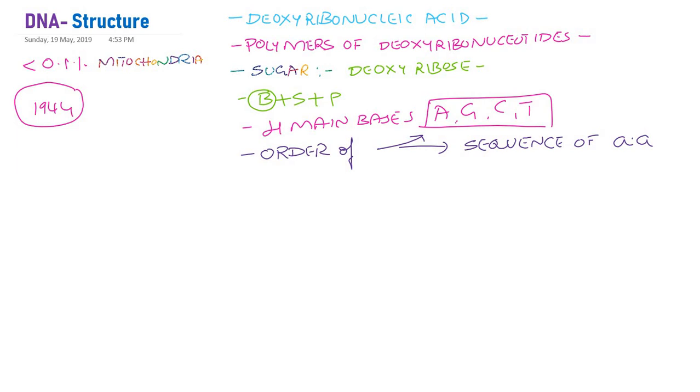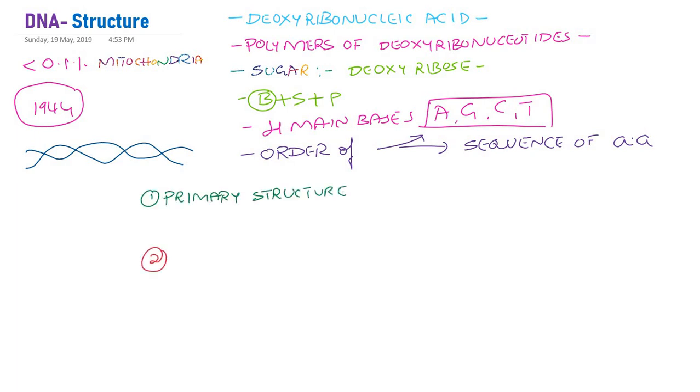We know that DNA is double helical, that means DNA is present in a double helical structure. The two strands are wound one over another. Like protein structure, DNA structure can also be discussed in three ways: the primary structure of DNA, secondary structure and tertiary structure. I am going to explain the structure of DNA under these three headings.